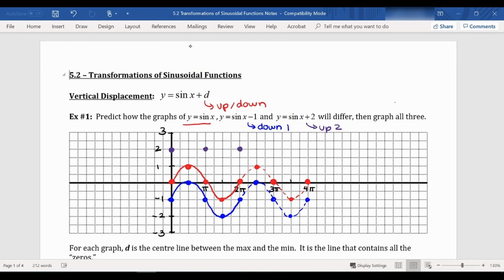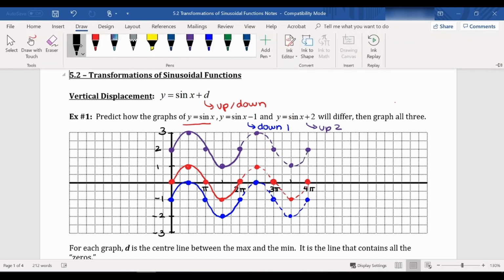My maximum was at 1. If I move that up 2, now I'm at 3. My minimum was at -1. If I move that up by 2, I'm now at 1. And I can connect. And again, I could do the same logic for the dashed part, my second cycle. Everywhere that was on an x-intercept should now be up at 2. My maximum is now at 3, and my minimum is now at 1.